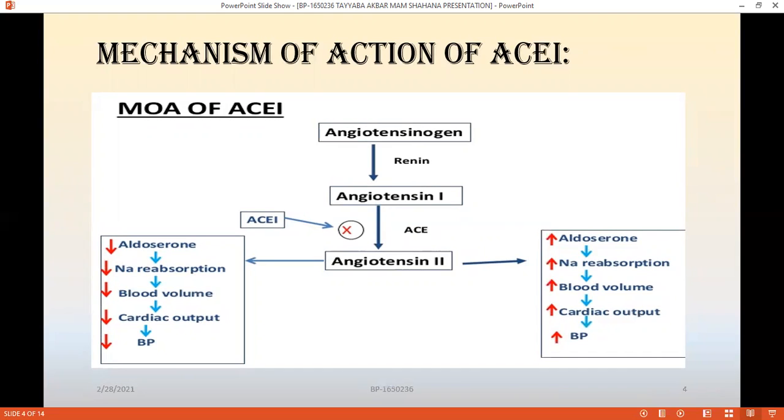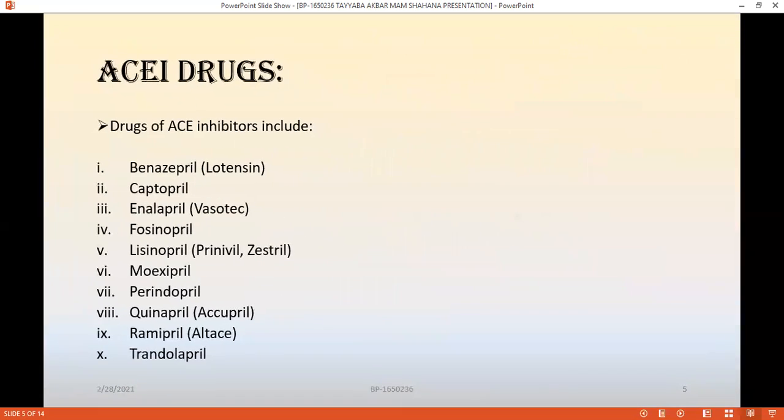If we have any angiotensin converting enzyme inhibitor, it will inhibit the action of the angiotensin converting enzyme and prevent the formation of angiotensin 2, which is the active vasoconstrictor. This ultimately results in decreased levels of aldosterone, sodium reabsorption, blood volume, cardiac output, and blood pressure. Different angiotensin converting enzyme inhibitor drugs are listed below, which include captopril, enalapril, lisinopril, moexipril, and others which are mentioned in the slide.